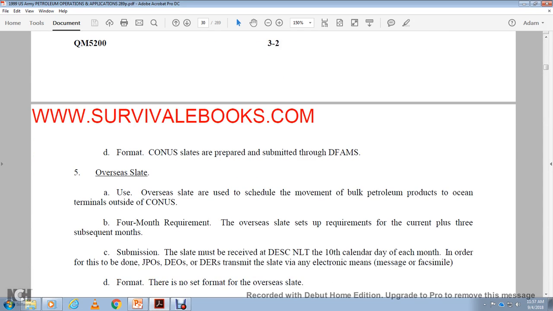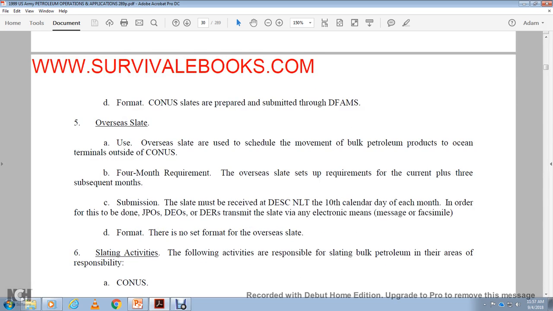Overseas slates. The overseas slates are used to schedule the movement of bulk petroleum products to ocean terminals outside of the CONUS. Four-month requirement: the overseas slate covers requirements for the current plus three subsequent months. Submission: the slate must be received by DESC no later than the 10th calendar date of each month. The DEO and DER transmit the slate via any electrical means of message. There is no set format for the overseas slating activity.